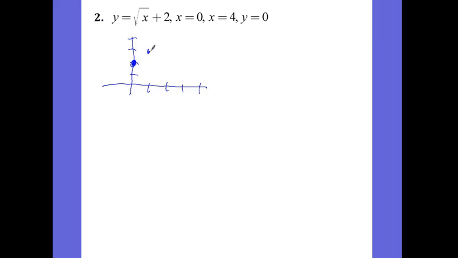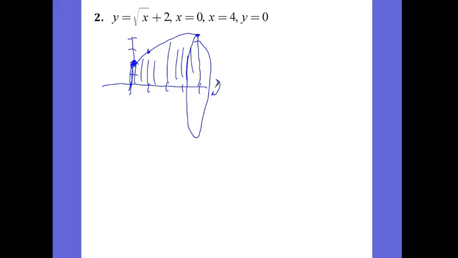But the behavior of the parent function is still maintained. Up 1 over 1, up 2 over 1, up 1 over 4, up 2, or up 2 over 4, however you want to think about that. So it looks like this. We're going from x equals 0 to x equals 4. And y equals 0 is the x-axis. So this is our region that we're going to be rotating about the x-axis. So it goes around like such. And so it looks like this.